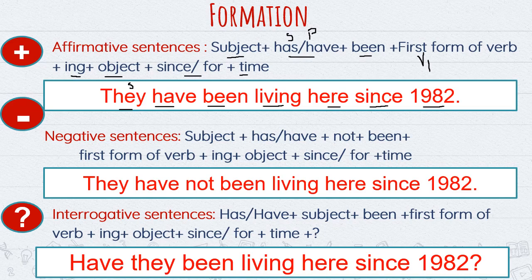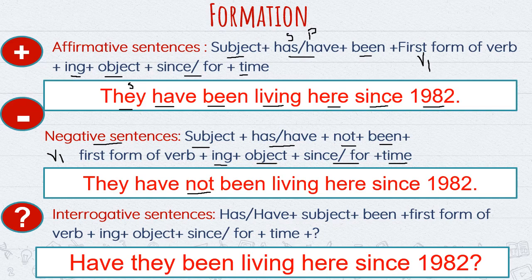Now let's see the formation for negative sentences. Subject plus has or have plus not plus been plus first form of verb, or we can say V1, plus ing plus object plus since or for plus time. For example, they have not been living here since 1982. So to make this sentence negative, I have added not.